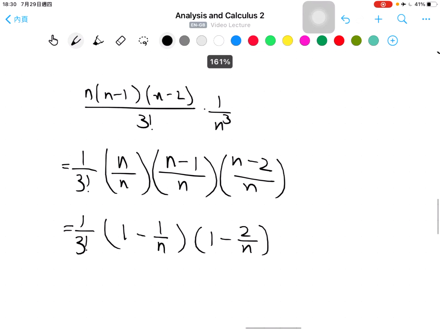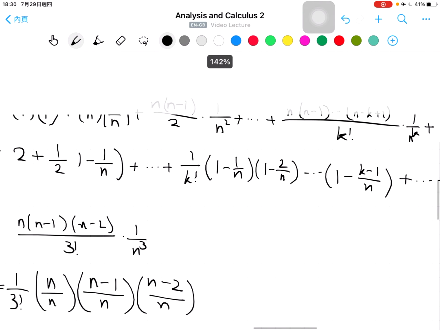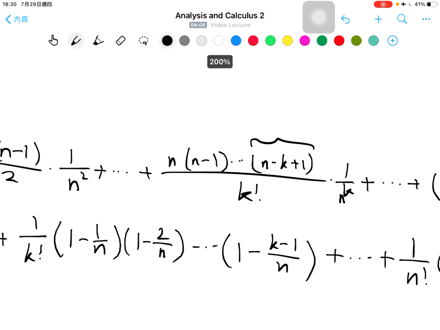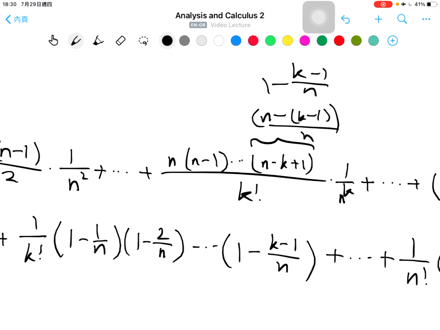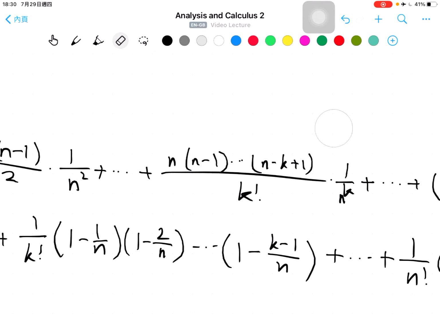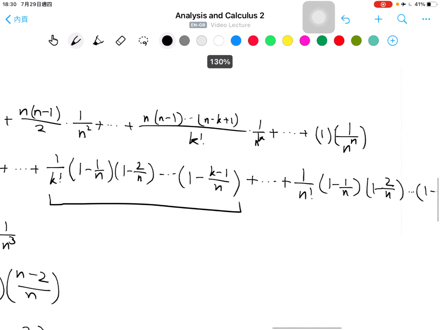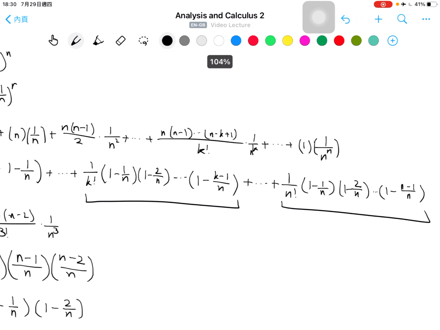Right, so the same thing happens for the kth term. This term is actually just equal to n minus (k minus 1). So distributing these n's over to the numerator, you get (1 minus 1 over n), (1 minus 2 over n), all the way to (1 minus (k minus 1) over n). Right, so the kth term is going to be of this general form. That's why the nth term is going to be this form.